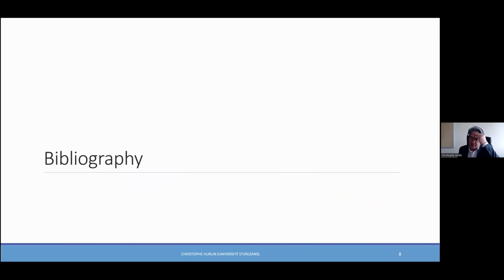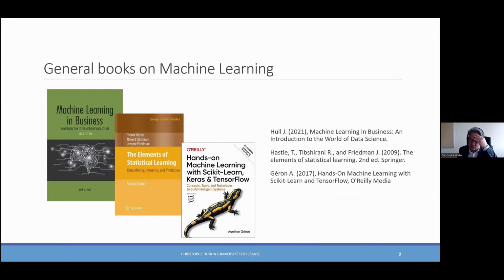For the bibliography, for the references, I recommend you 3 books, depending on what you want to do in general. So if you want to learn the statistical foundation of machine learning, the Bible is a book by Hastie, Tibshirani, and Friedman, The Elements of Statistical Learning. In this book you have no application, but you have the mathematical or statistical foundation of the main methods and algorithms used in machine learning.